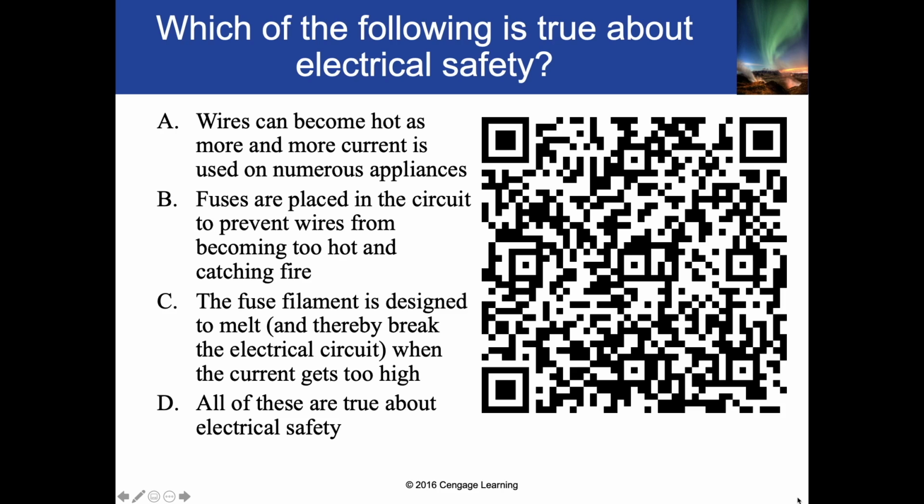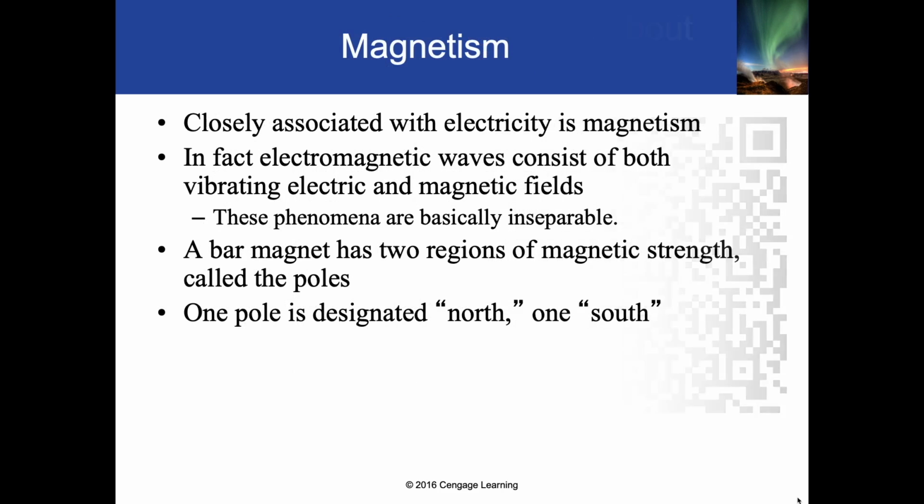Okay, I don't even know what the choices are. Wires can become hot as more and more current flows. That's true. Fuses are placed in the circuit to prevent wires from becoming too hot and catching fire. That's true. The fuse filament is designed to melt when the current is too high. So all these are true. And yes, you all chose true. Thank God for that. I don't want any burned down houses. So good times.